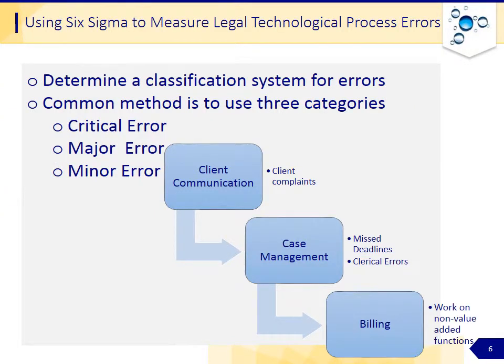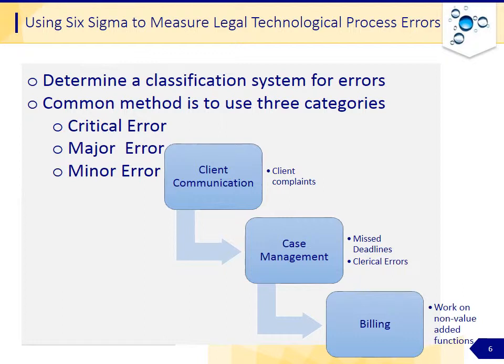So let's talk about what those errors are. What are some of those specific errors within a legal technology process, and how would you go about applying Six Sigma? Because I mentioned before that you don't even have to know. I gave you a definition, so now you know what it is. It's a quality improvement process, a system that you can use. You know what it is now.